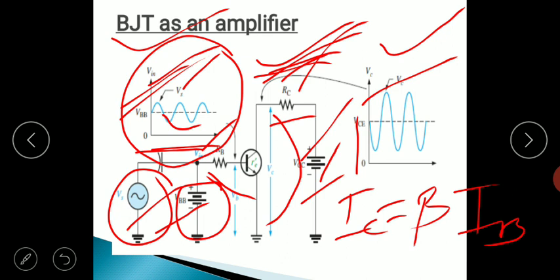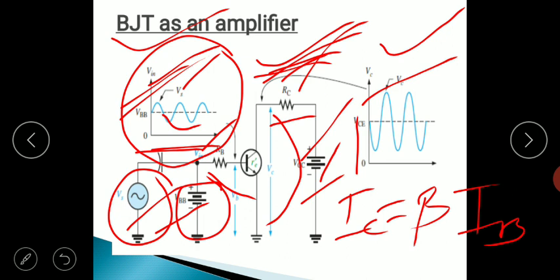Hence every common emitter amplifier stage gives a phase difference of 180 degree between input and output. That's the reason why here you can see the output is inverted. Inverted means 180 degree phase shift. So this is how the transistor can be used as an amplifier. I hope it is clear.